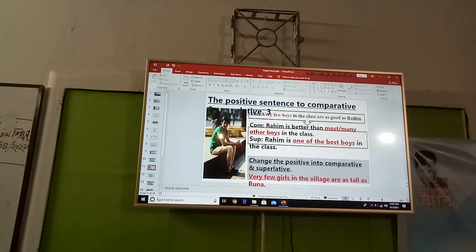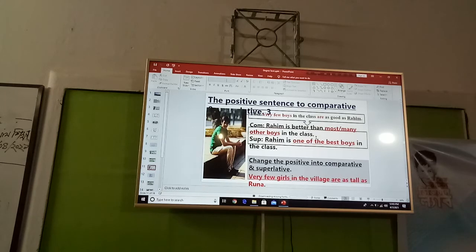As the last subject is Rohim, so in the comparative and superlative form, you have to use Rohim as the subject of comparative and superlative sentences. So Rohim is better, that means better is the comparative form of good. Rohim is better than most other or many other boys in the class. Dear students, think or remember: if you find very few, then in comparative form, you have to use than most other or many other, not any other, what I taught in the last. Okay, in the superlative form, you have to use one of the. So, Rohim is one of the best boys in the class.